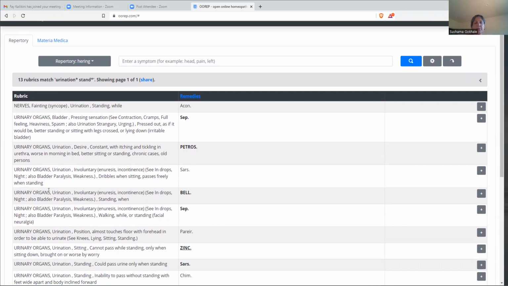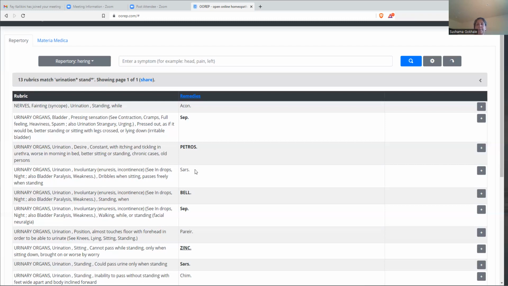Dribbles when sitting, passes freely when standing. That's an excellent one. Yes. Sarsaparilla. Dribbles when sitting, passes freely while standing. Bladder paralysis, involuntary enuresis, night also in bladder presses. Remember that remedy. Sarsaparilla is a great remedy.